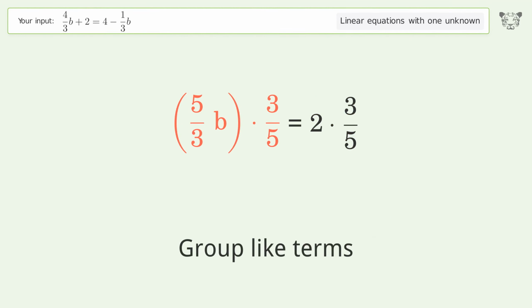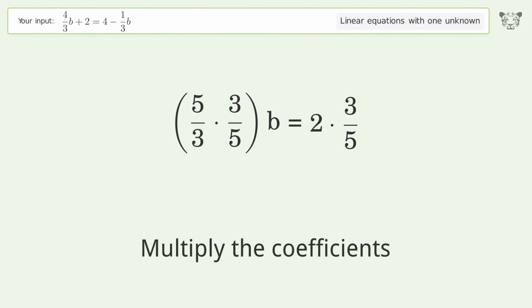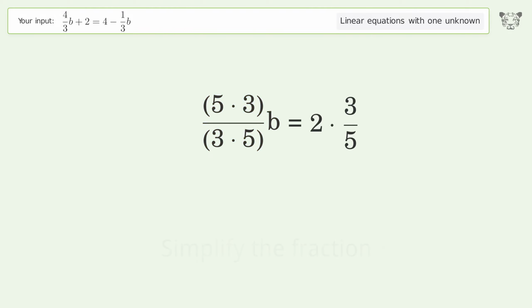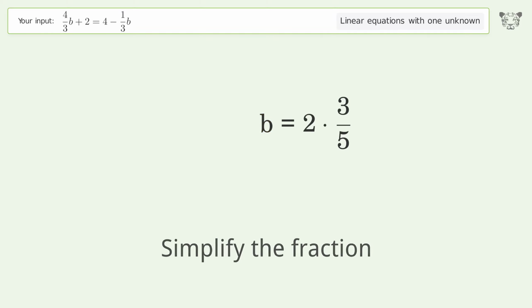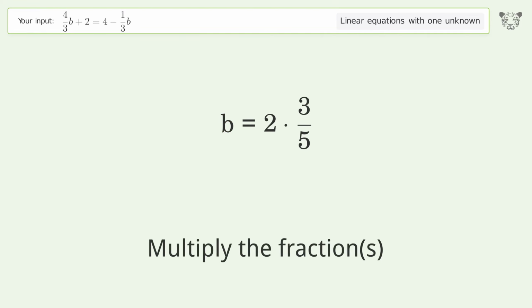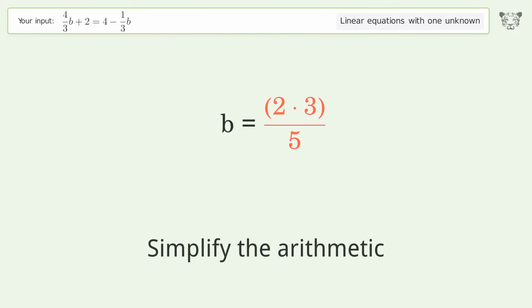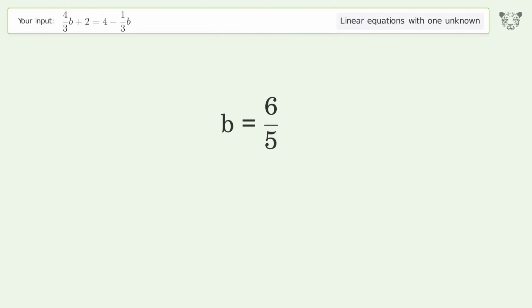Group like terms. Multiply the coefficients. Simplify the fraction. Multiply the fractions. Simplify the arithmetic. And so the final result is b equals 6/5.